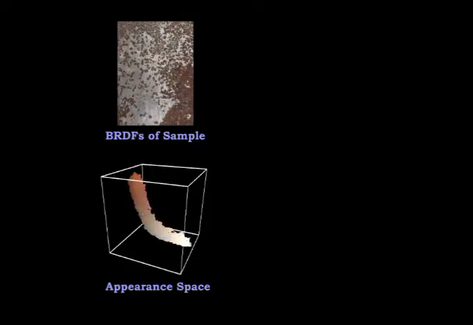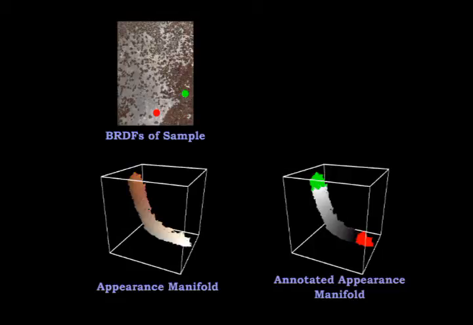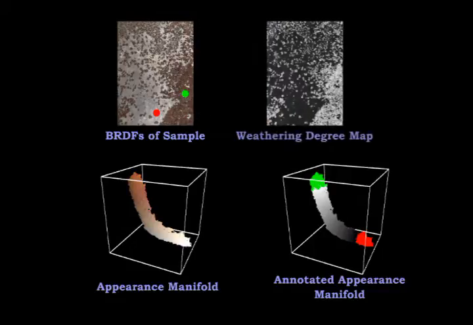Here's an overview of our system. The input is a set of spatial variant BRDFs captured from a material sample at a given instant in time. Our technique automatically analyzes the reflectance data to generate an initial appearance manifold. The user then identifies the representative points of least and most weathering. From this annotated appearance manifold, our system automatically generates a 2D weathering degree map from the input sample.